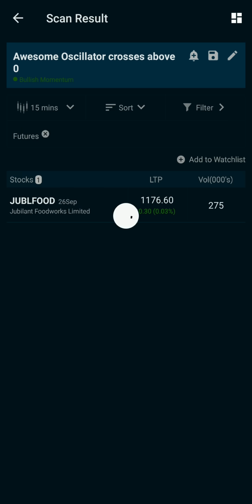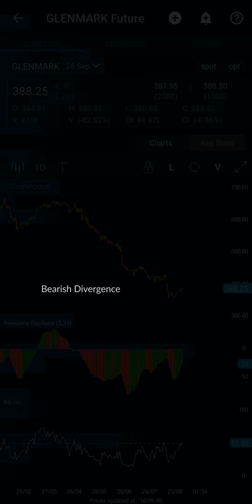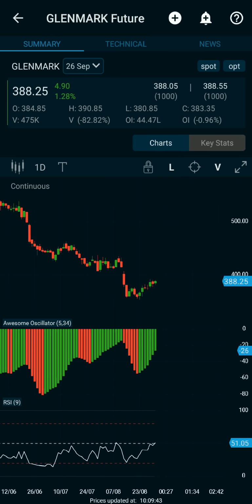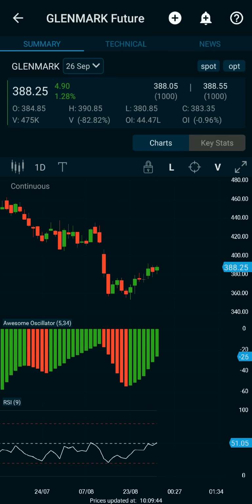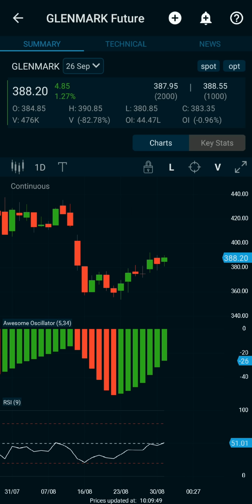Going back to the 15-minute results, I open the Glenmark chart. I've also plotted the RSI as I'm looking for a confirmation signal on a second indicator, as I don't want to solely depend on just one indicator to make my decisions. I generally look for RSI to be above 50 for my long trades and below 50 for my short trades.